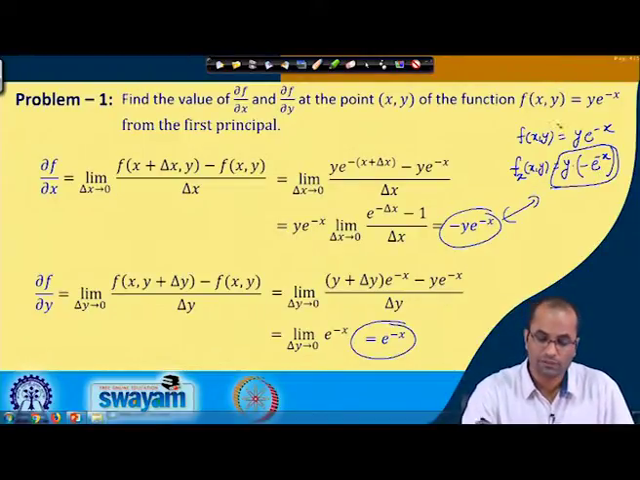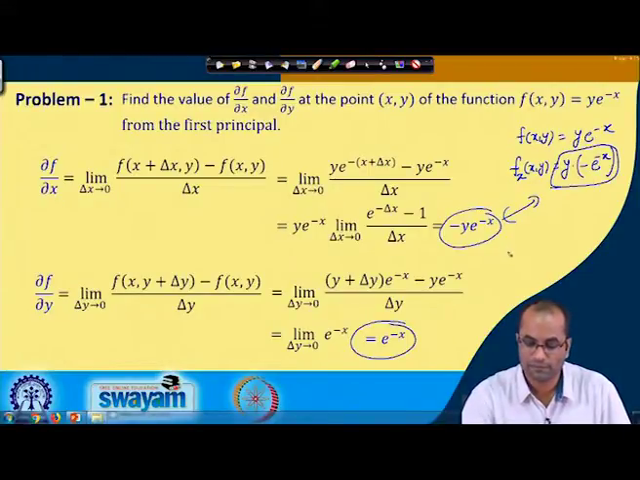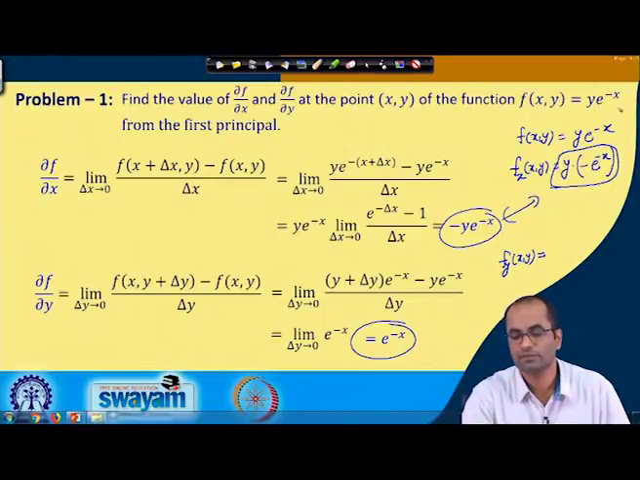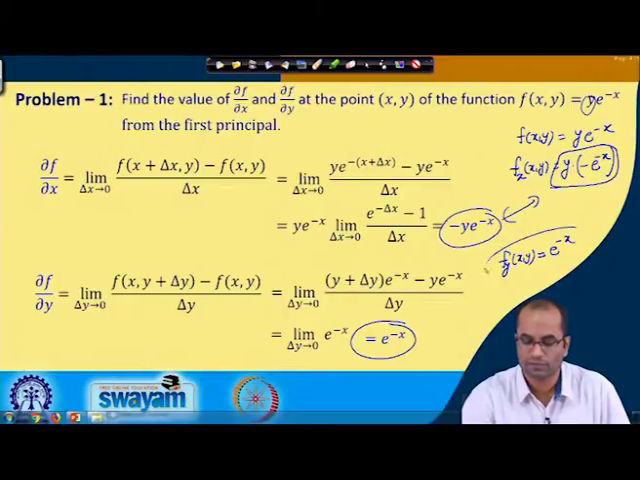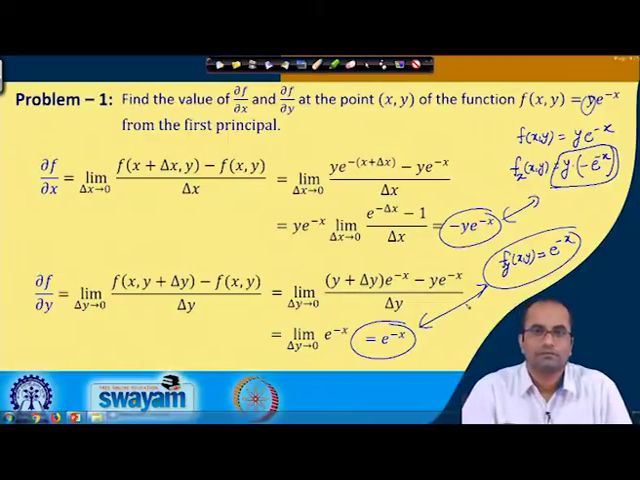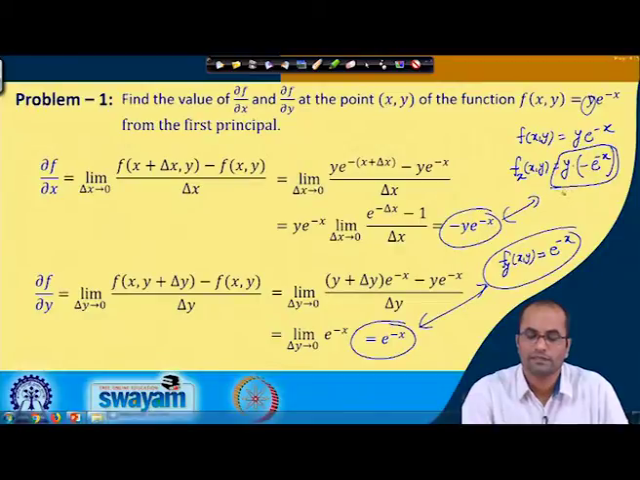Same we can do to get the partial derivative with respect to y. If we take the partial derivative with respect to y here, then x will be treated as constant. So e power minus x will be treated as constant, and when we take the partial derivative with respect to y, this will be 1 and we have e power minus x. So we can directly compute using the usual known results of the derivatives, keeping other variables constant.